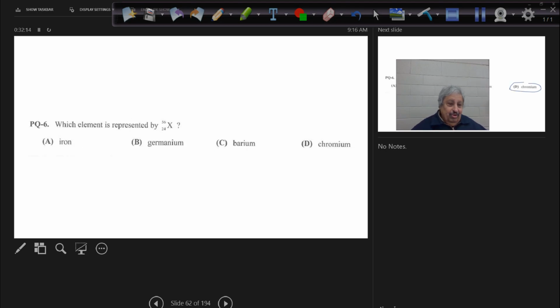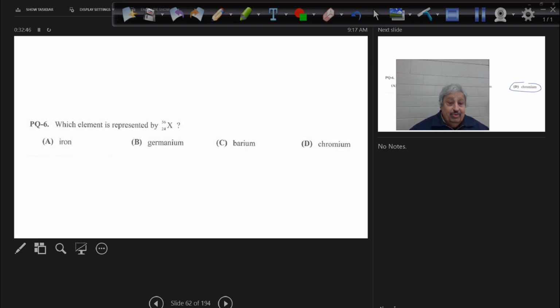Okay, so which element is represented by 24X56? This one you need to look at the atomic number. Anytime I want to recognize any element, I have to look at its atomic number, not atomic mass. Atomic mass can be changing because the number of neutrons is always changing. Isotopes are found in nature, but the atomic number is not changing. The protons inside the nucleus are not changing.